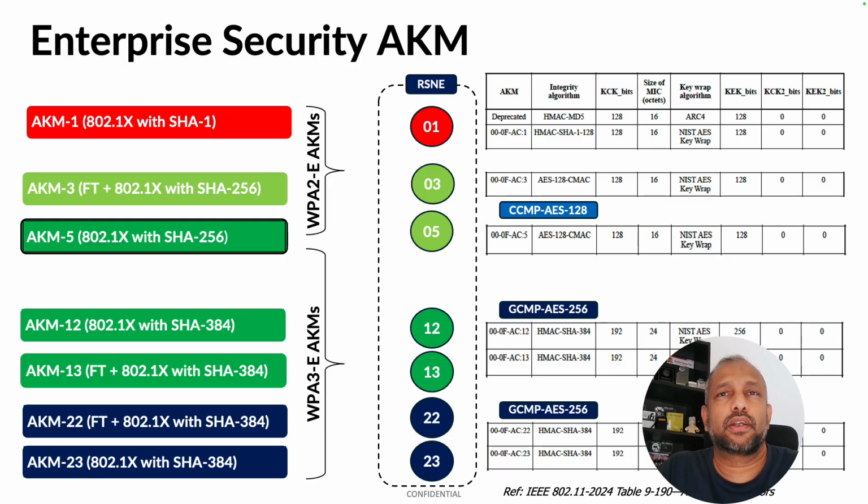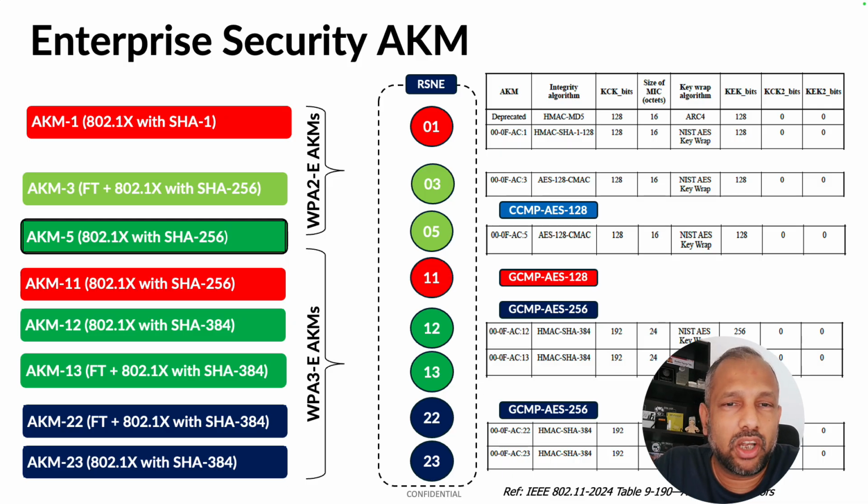Now before just talking about that, there's one other AKM value, 11, also supporting .1x, but that is limited to GCMP 128-bit, and that is being deprecated. Okay, in that way, you should not use AKM value 11, but I just listed it there because if you look at the table, that's also supporting .1x.